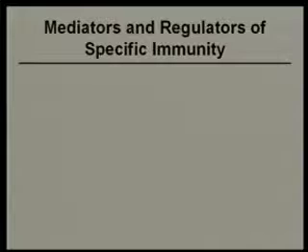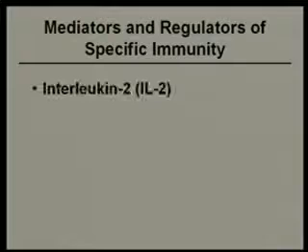Okay, switch gears a little bit for the last few minutes. We'll talk about some of the mediators of the specific immune response. Some of these are the same as the ones we just discussed for the innate. We'll discuss their roles and how they affect the acquired immune response. The big one here is interleukin 2. This is one of the first cytokines that was recognized, and it was believed to be one of the main activators of T cells.